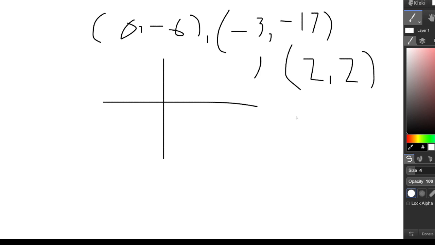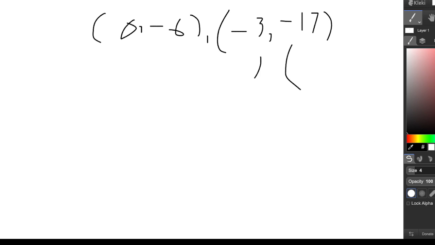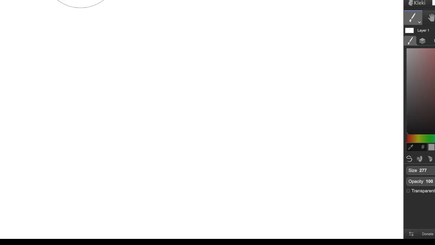Alright, I'm going to get rid of everything. Control Z is fun. Alright. I don't know why I'm saying Control Z. I'm on a Mac. I should say Command Z, but whatever.